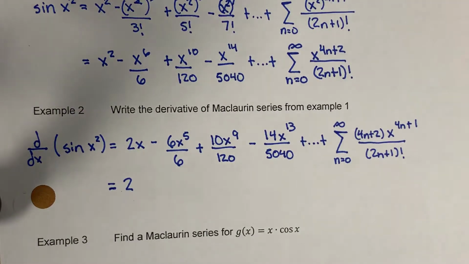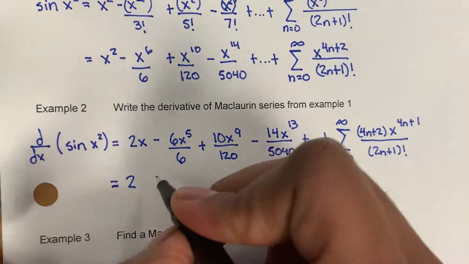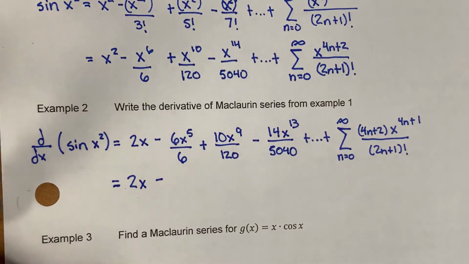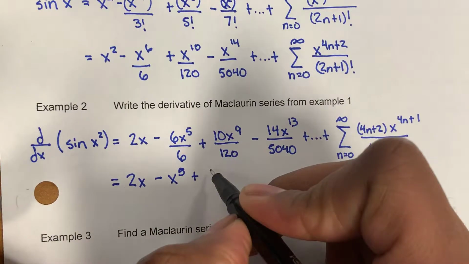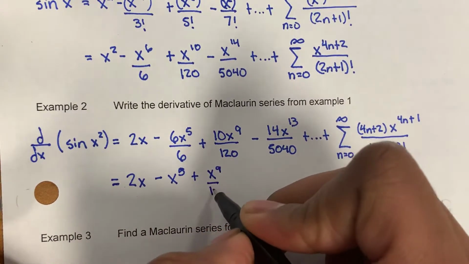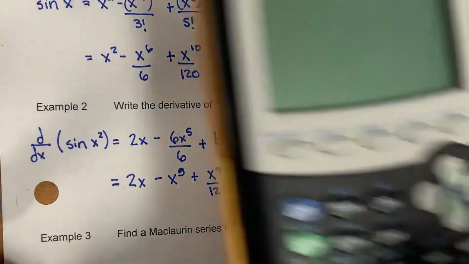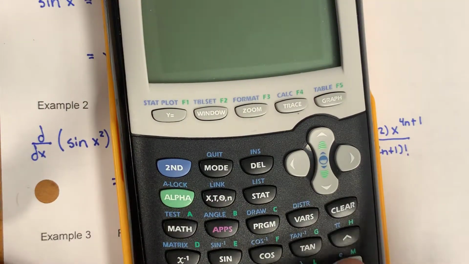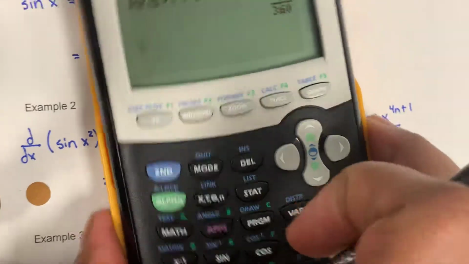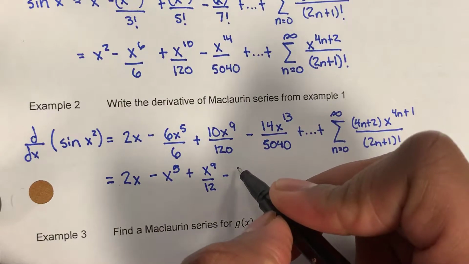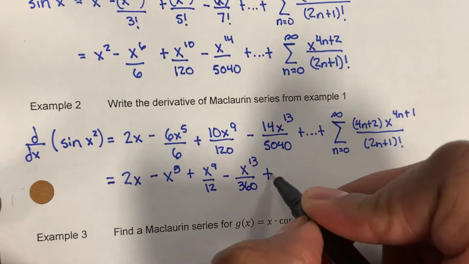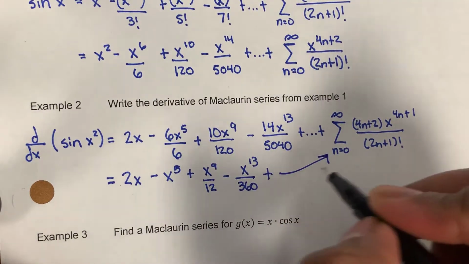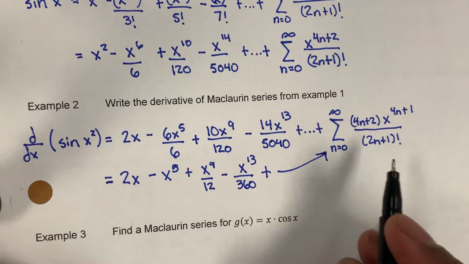So we'll have 2x minus x to the 5th plus 10 divides into both of these. So we're just going to have x to the 9th over 12 minus, I grab my calculator exactly for this one, 14 divided by 5040 as a fraction is 1 over 360. So we're going to have x to the 13th over 360 plus, I don't want to write the general term over again. This is the general term.